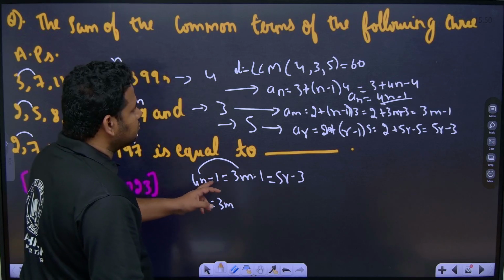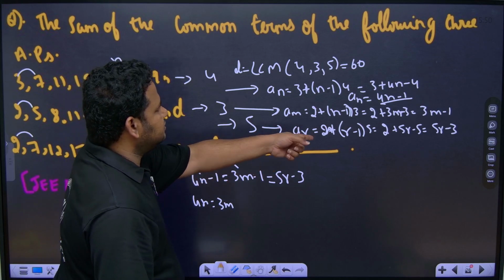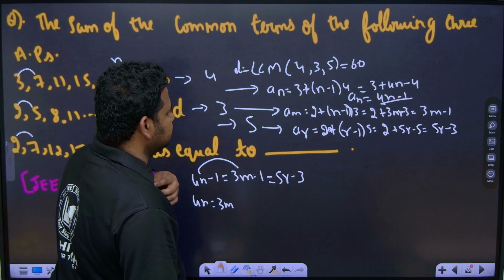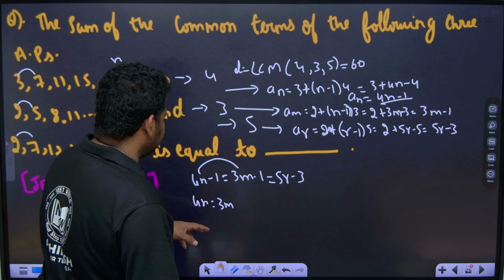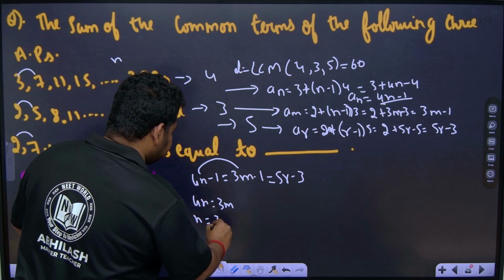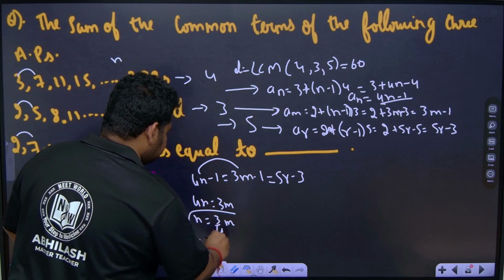4n is equal to, this is 4n minus 1, this is 3m minus 1. Let me see, some mistake is there. 3m minus 1. 4n is equal to 3m. So n is equal to what? 3 by 4m. I got this one.